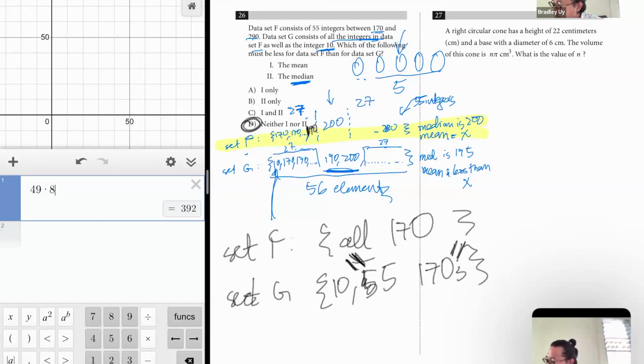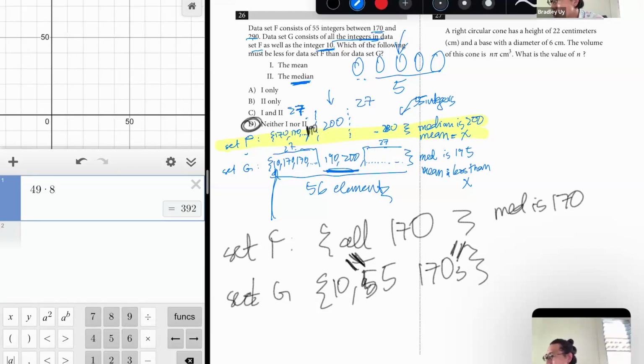For set F, the median of this is 170. Okay, notice it doesn't have to be 170, but this is just fleshing out the problem. These are assumptions that you can make just for generalization. The median is 170. The mean will also be 170, the average. Okay, for set G, including a number 10 will not change the median. It will not change it. Okay, there will be two middle numbers, but they're both going to be 170. You have to imagine that there's a bunch of 170s.